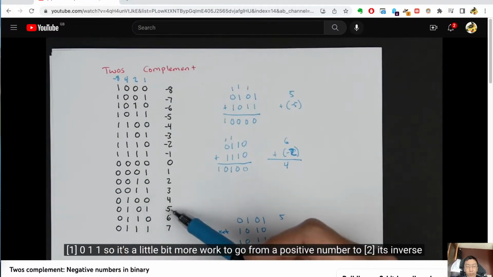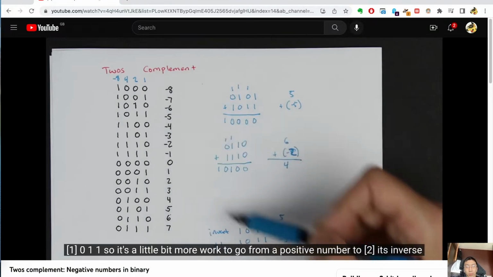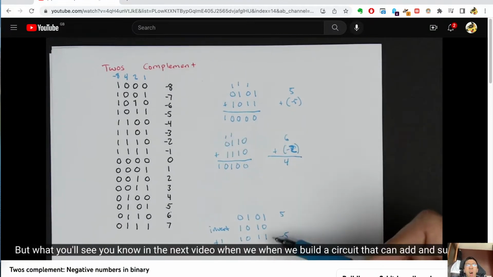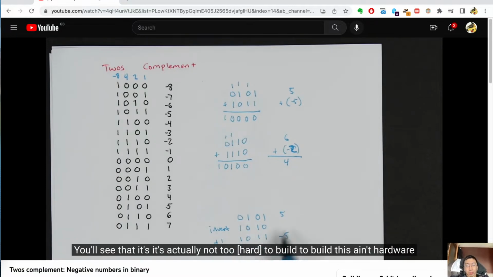So it's a little bit more work to go from a positive number to its inverse, because you have to invert it and then add 1. But what you'll see in the next video when we build a circuit that can add and subtract, you'll see that it's actually not too hard to build this in hardware.